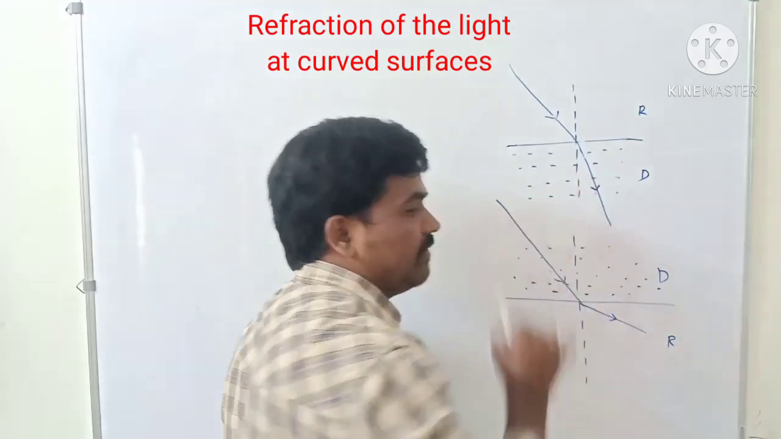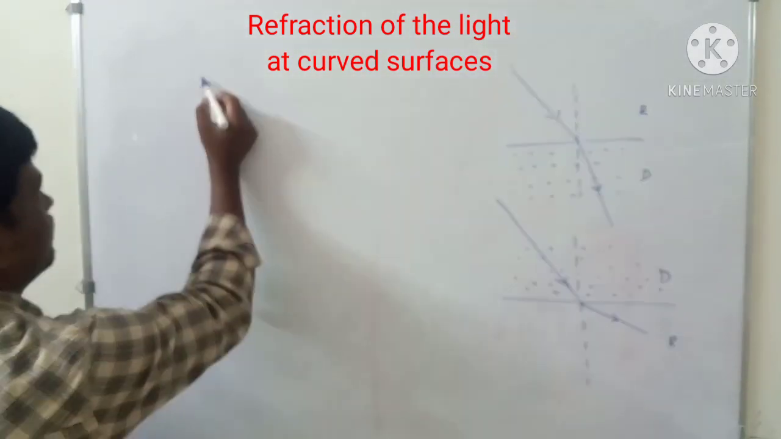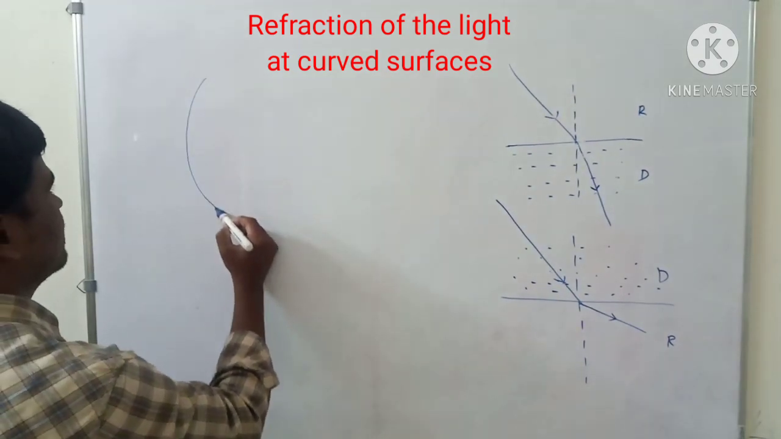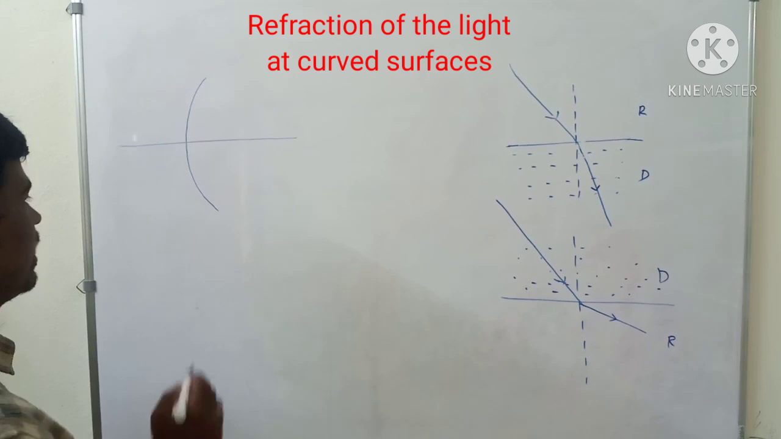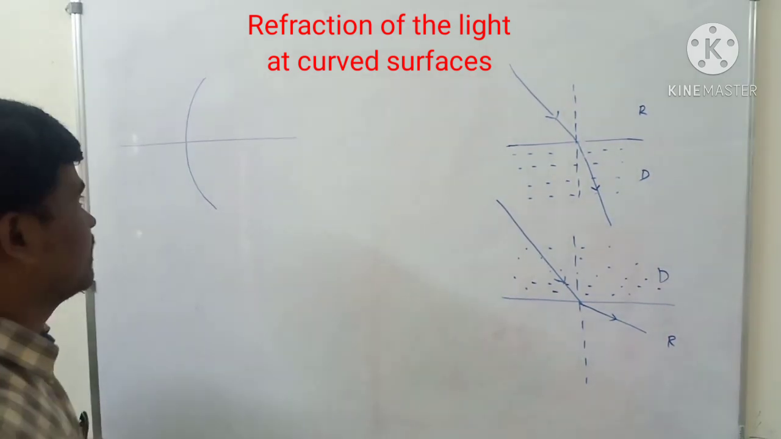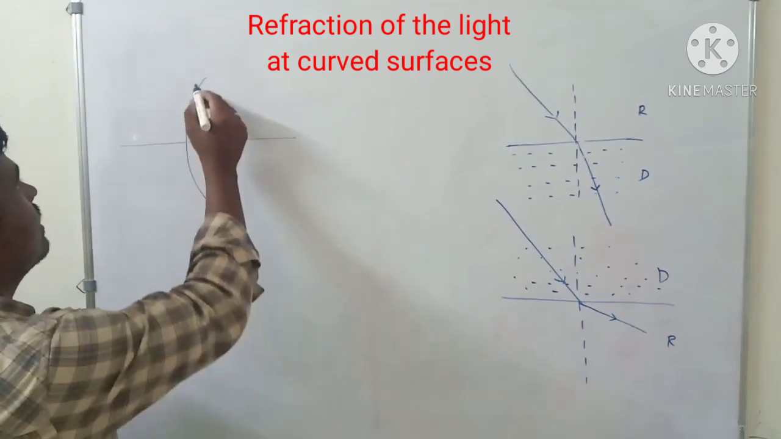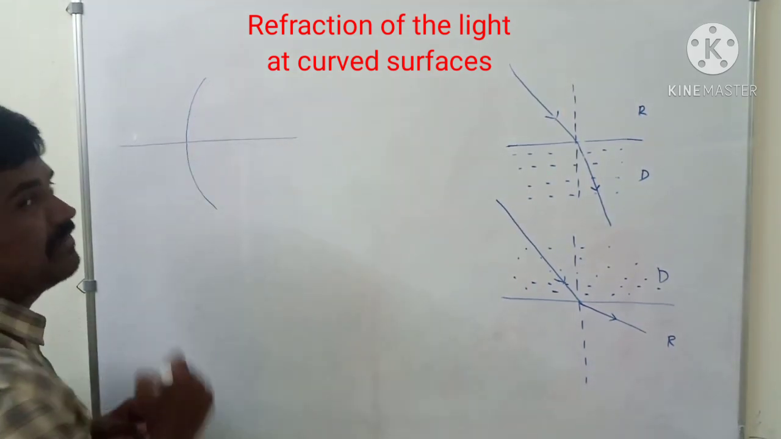The same concept we apply to curved surfaces. Let us take a curved surface. In this lesson we are going to understand these curved surfaces. Which type of refraction happens at a curved surface? Let us understand this. Which type of curve is it? It is a convex curve.